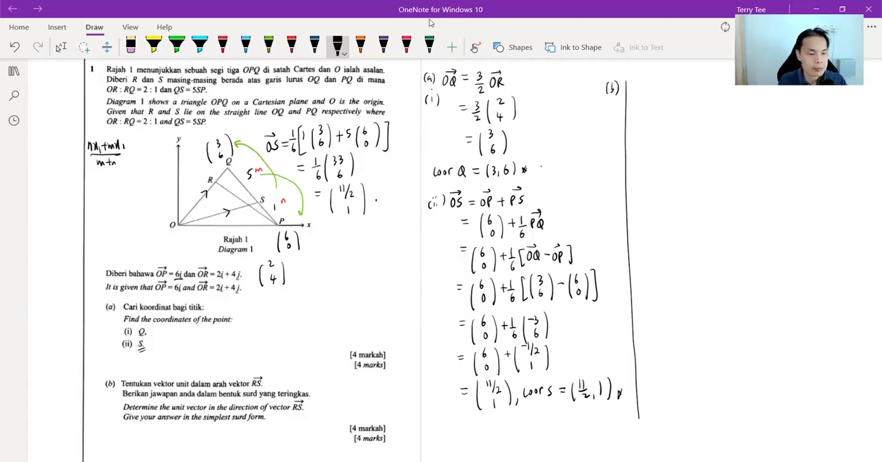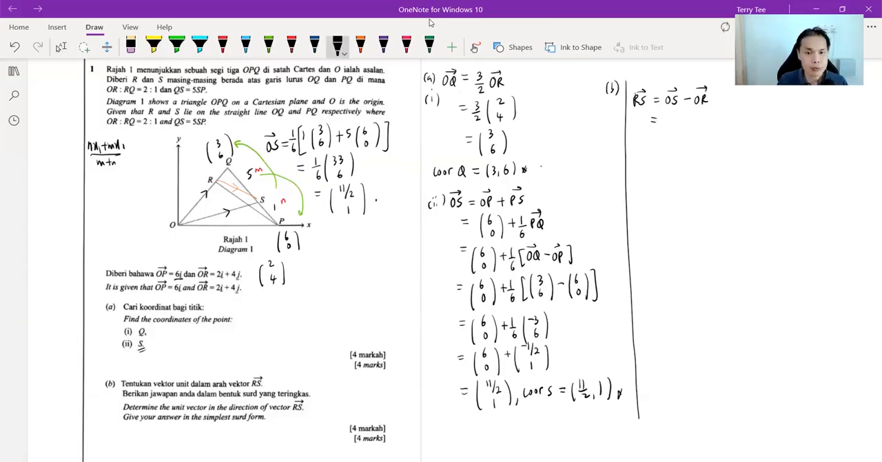For part B, we're supposed to determine the unit vector in the direction of RS. First of all, we need to find what is vector RS. RS, I like to use OS minus OR. As I explained earlier, you can do RO plus OS. It's the same thing. RO is negative OR. I just put the negative at the back, OS in front. It's always the second letter with respect to O minus the first letter with respect to O. Yeah, it's OS minus OR.